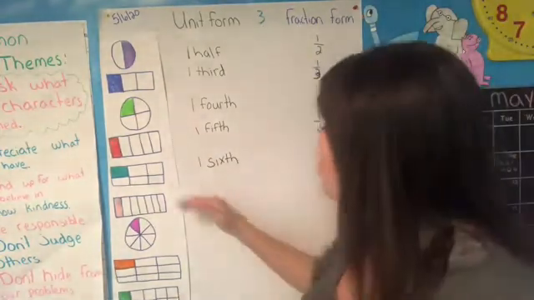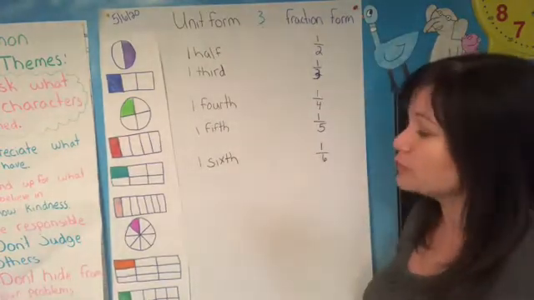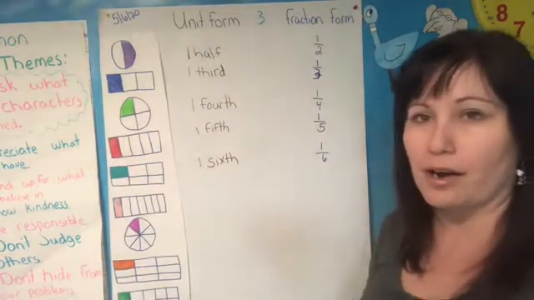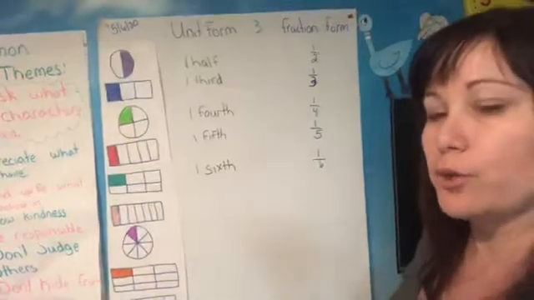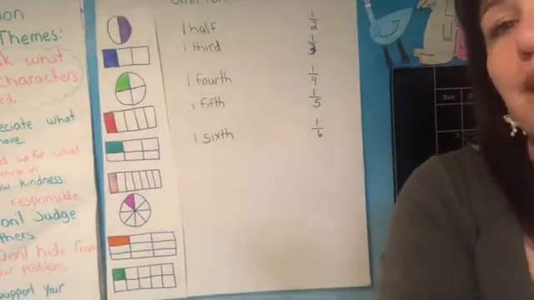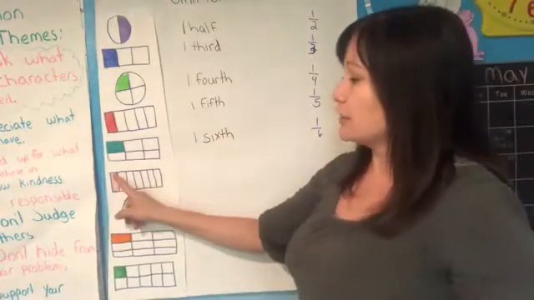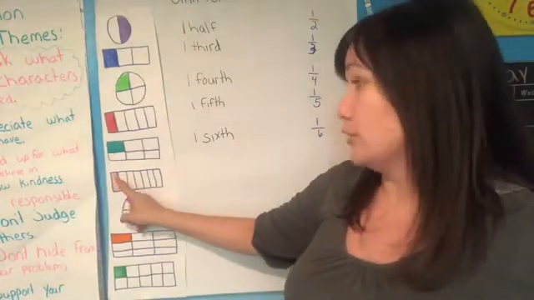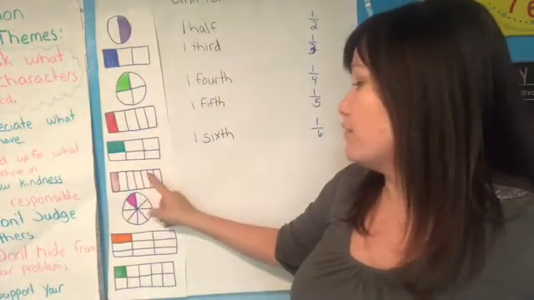All right, once you have done from a half to a sixth, go ahead and pause the video. And we're going to move on to the next number. Bring it down here a little bit. And there are 6 lines. 1, 2, 3, 4, 5, 6.